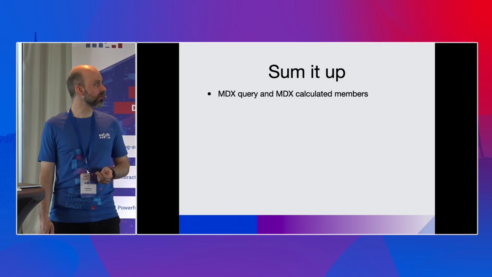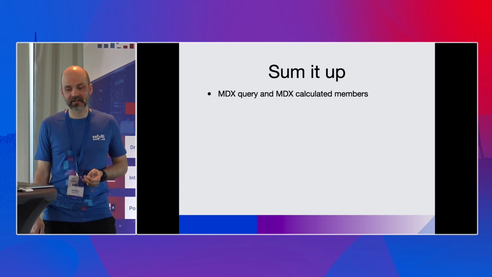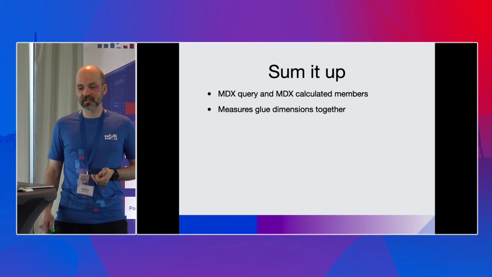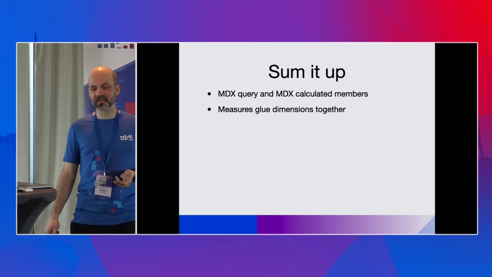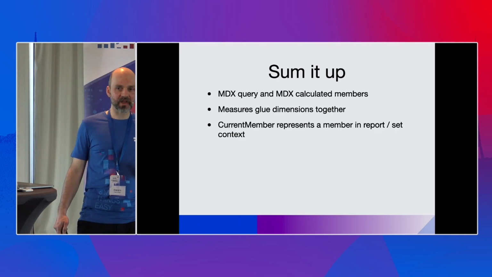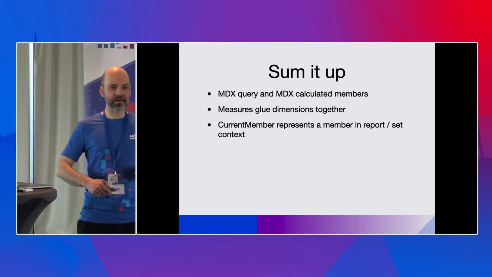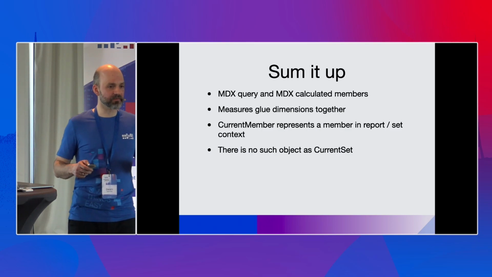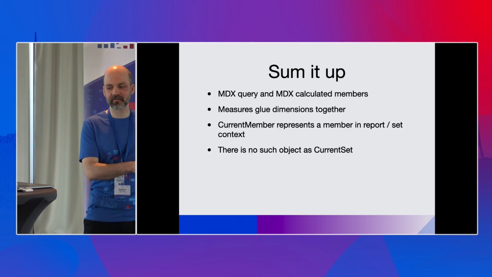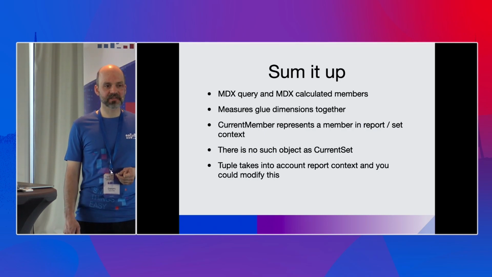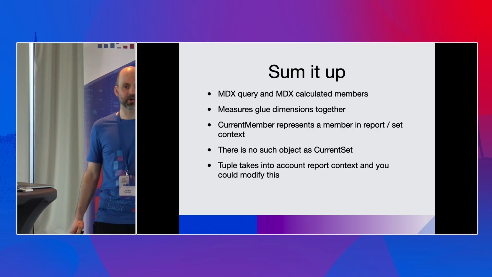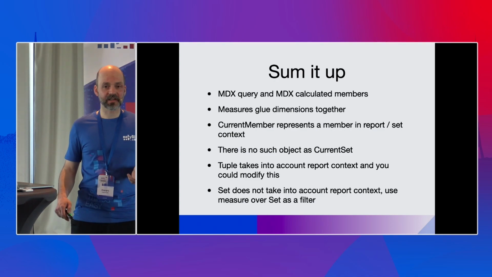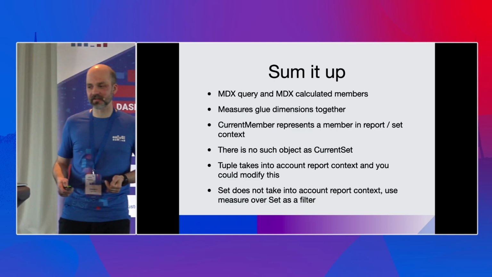So what have we covered? What is MDX query and MDX calculated member? And we know that measures glue dimensions together, and current member represents a member in a report or set context. There is no such object as a current set because set lives by itself. Tuples take into account report context, and you could modify this. And set doesn't take into account context because set lives as itself.